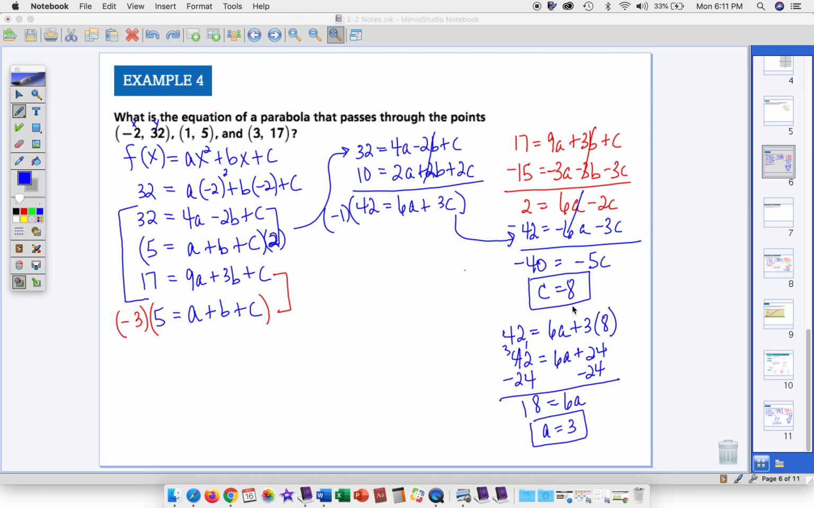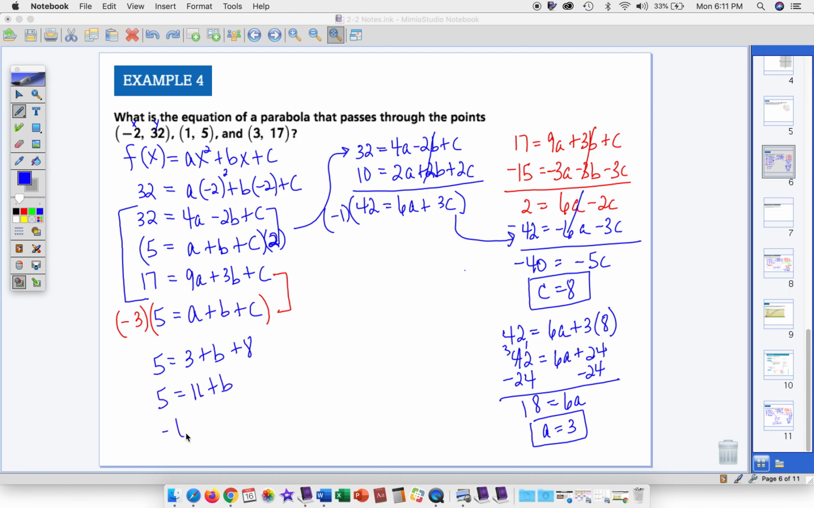Okay, now I have two of my variables. So again, I can go to any equation. I'm going to go back to this one to solve for b. Okay, so if I'm plugging into this one, I know a is 3. I know c is 8. I get 5 is equal to 11 plus b.